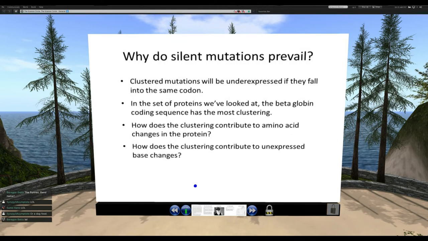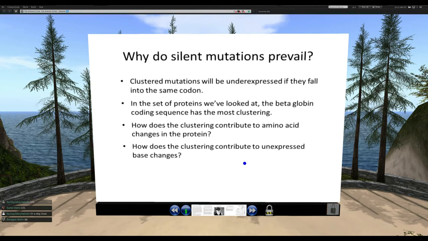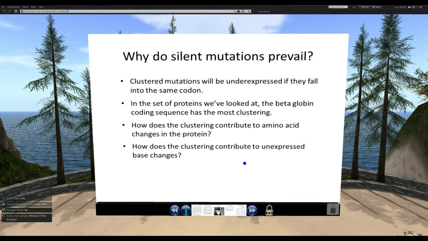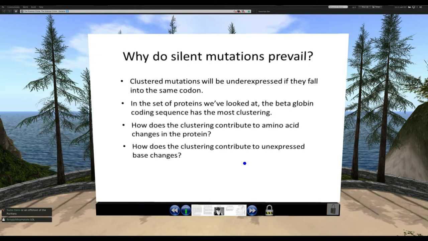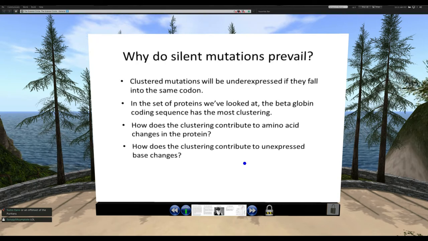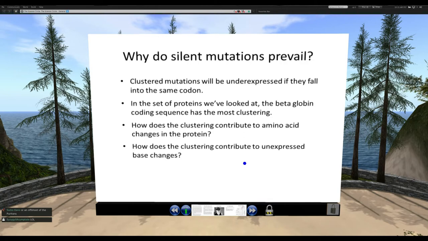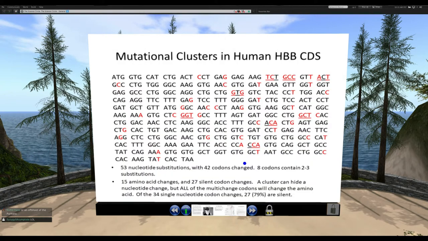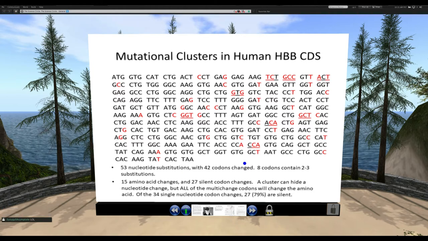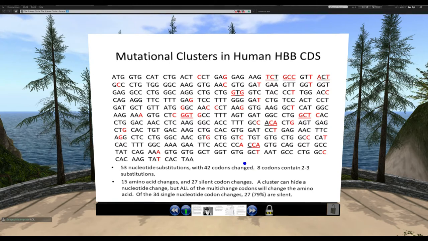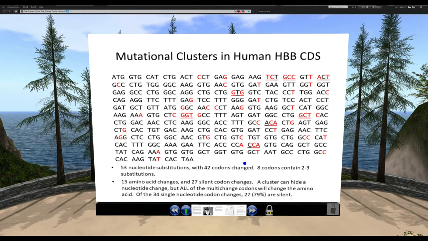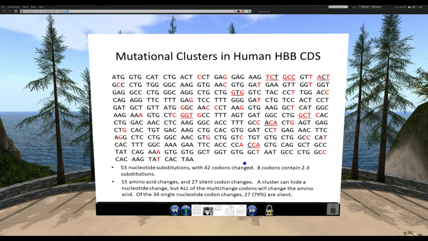All right, so the second thing we could look at is how often you get two mutations side by side. So you're only going to get one change, if you get any change, in the codon. And in the proteins that we looked at, the beta globin sequence has the most clustering. So we're going to look at how that clustering contributes to amino acid changes in the protein. So this is the whole coding sequence for beta globin, and the codons that have more than one base difference in them have been underlined. So these are the clustered codons.